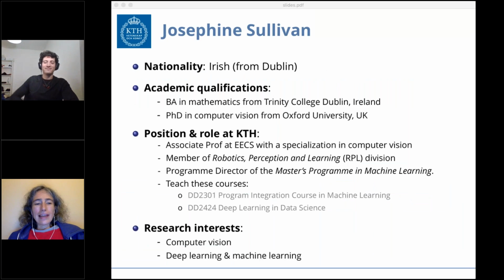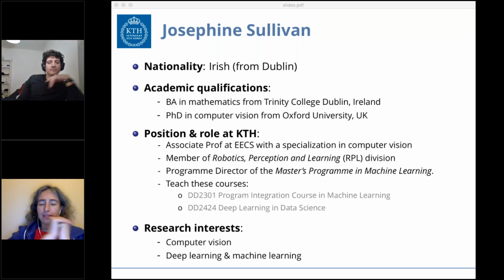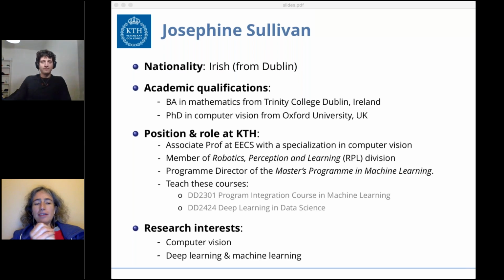Okay, so a little bit about myself. In case you're trying to place the accent, I am from Ireland, in Dublin in particular. And I have a bachelor's in mathematics from Trinity College Dublin in Ireland, and I got my PhD at Oxford University in the UK. I came to KTH quite a while ago, and I'm now currently associate professor at the School of Electrical Engineering and Computer Science, and I have a specialization in computer vision and machine learning. I have also been program director of the Masters in Machine Learning for quite a few years.